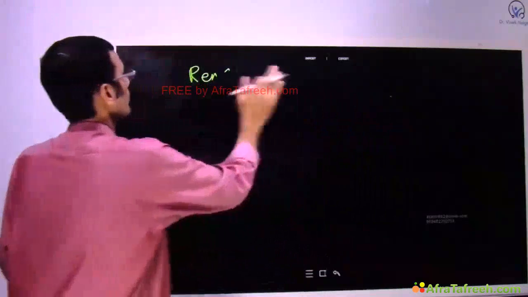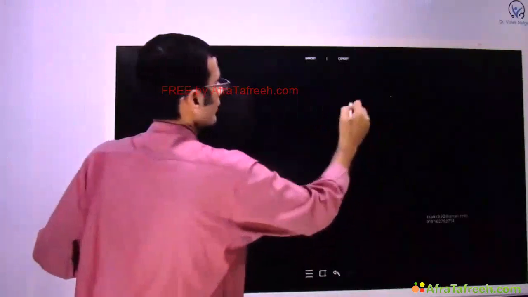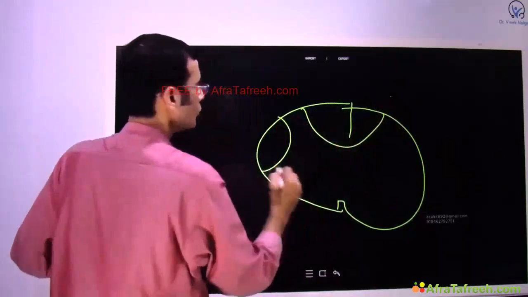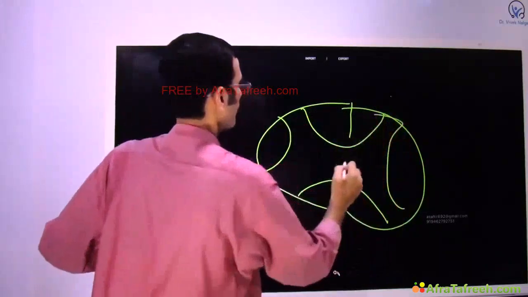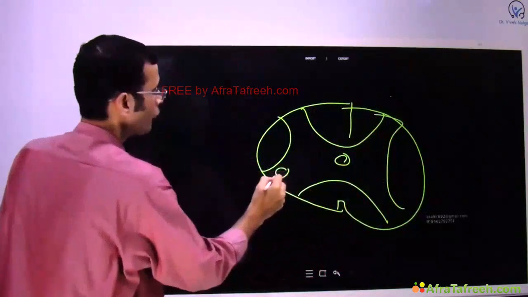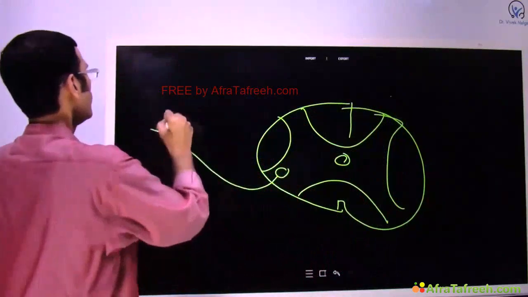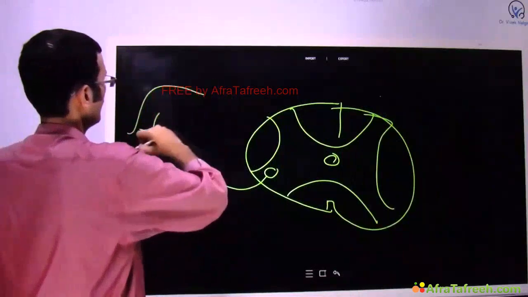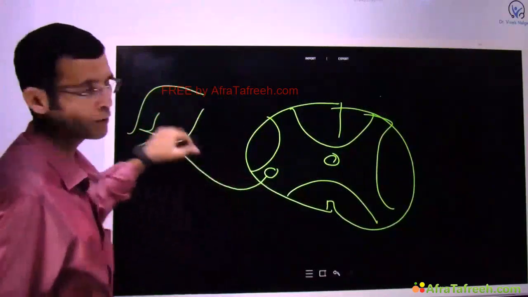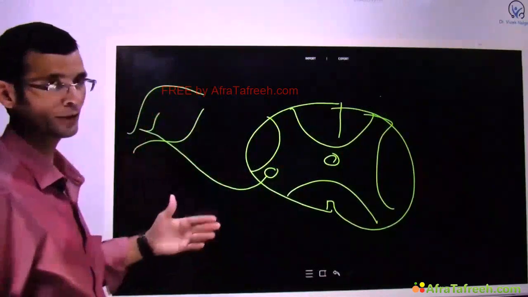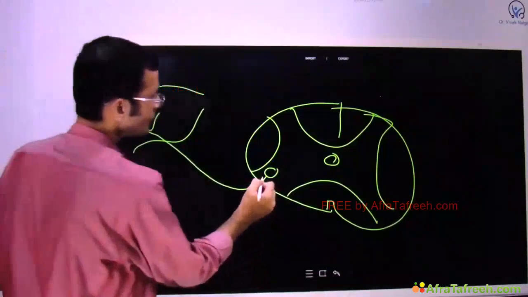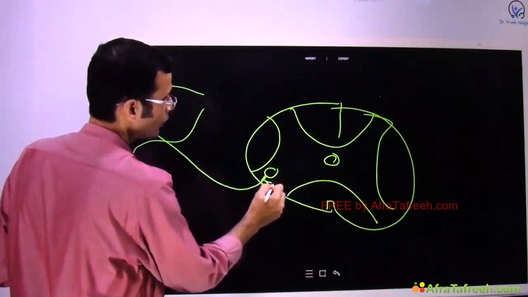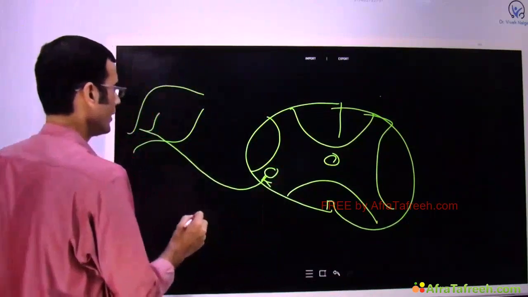Let's see how. Here is the anterior motor neuron. Before it leaves the spinal cord and goes to the muscle, it's going to innervate the muscle. It causes muscle contraction. Before it leaves the spinal cord, it gives off a collateral. And this collateral excites the Renshaw cell.